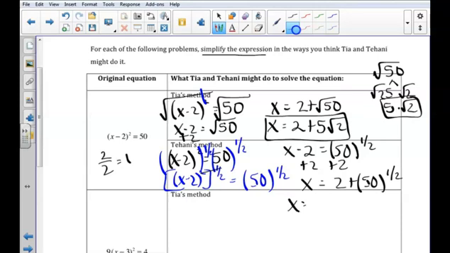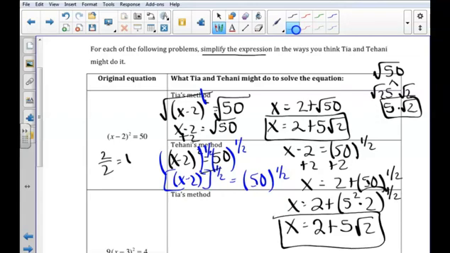I'm going to rewrite 50 as 25 times 2, or as 5 squared times 2, all to the 1/2. And if we multiply that 1/2 times that 2, we're just going to be left with 2 plus 5, and then rewriting 2 to the 1/2 will be square root of 2. So you notice here that we have the same answer as we have above.